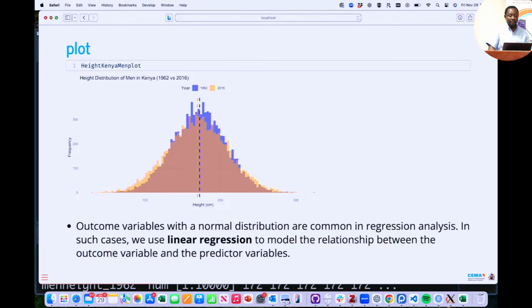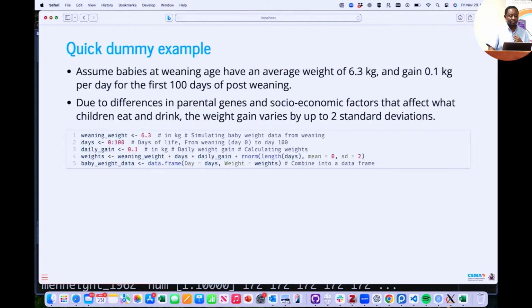So I realize it's going to take a bit of time to graph this, so you're going to get the notes and you can play with them, so that at least you get to the exercise that I want us to do today. So let's have a quick dummy example here.